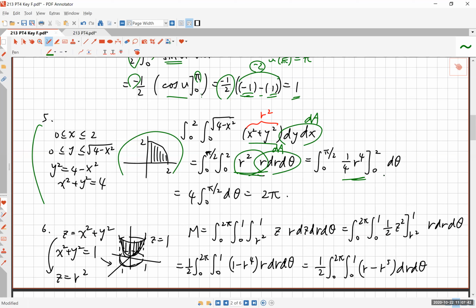Plug in 2 and 0, you just get 1 for this. And so then actually you get 4. Sorry, 2 to the 4th is not 4. 2 to the 4th is 16. So 16 over 4 is 4. And then you have pi over 2. So the answer is 2 pi.